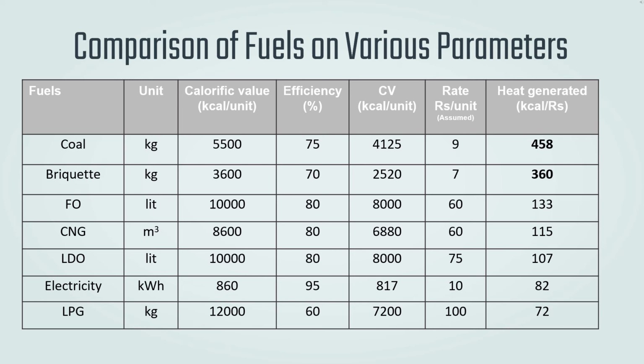Next one is LPG, and it has a calorific value of 12,000. If it has an efficiency of 60%, then we get the calorific value of 7,200, and if the rate is 100 rupees per kg, then the heat generated through it is 72 kilocalories per rupee.